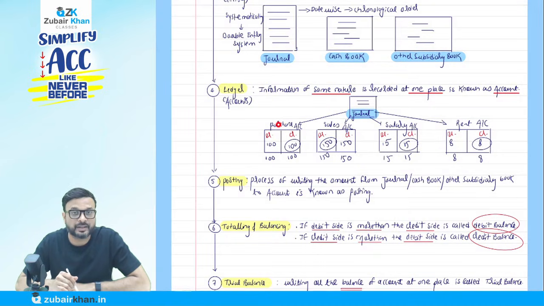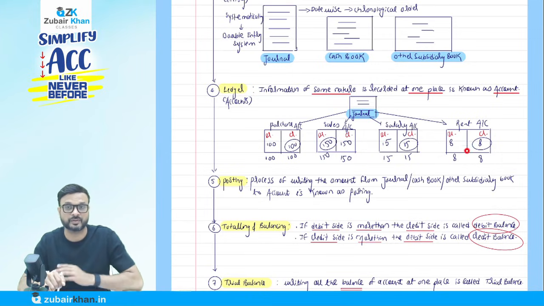For example, all the transactions related to purchase will be transferred from the journal to the purchase account. All transactions related to sales will be transferred to the sales account. All transactions related to salary will be transferred to the salary account. All transactions related to rent will be transferred to the rent account.